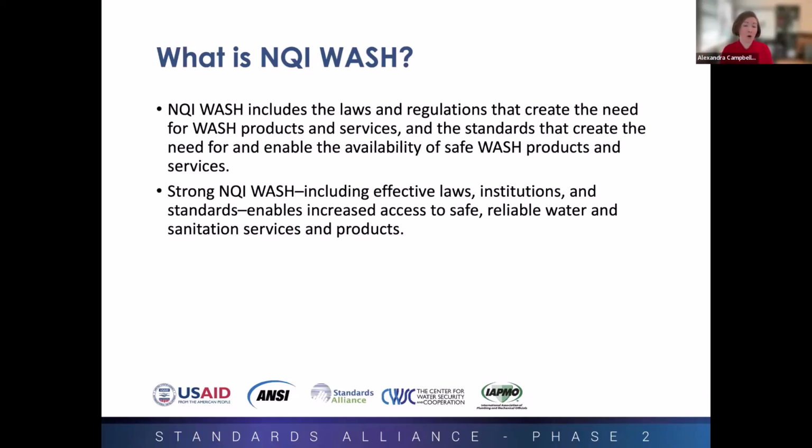So a strong NQI WASH, what we would anticipate being in place are good laws, strong institutions, and clear, comprehensive standards that both increase access to those services and technologies, and like I said earlier, make sure that those standards and those services and technologies are safe for public health and the environment.